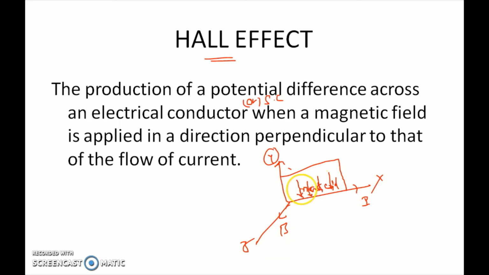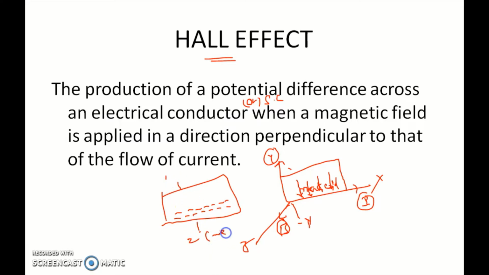Pushing towards the bottom surface means all the electrons are moving in the negative y direction. The negative y direction is perpendicular to both the magnetic field and the current direction. So if all the electrons are pushed towards the bottom surface, then all the electrons exist at the bottom side. Let's take this as surface 2 and this as surface 1. Now surface 2 becomes more negative and surface 1 becomes more positive.